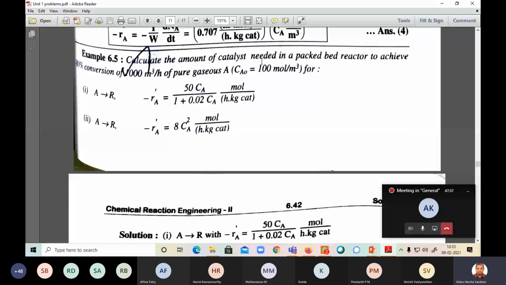Calculate the amount of the catalyst needed for a packed bed to achieve 80% conversion. This is the flow rate they gave. CA naught also is given, but here A gives R. This is a different rate and one more different rate. So this is based on one rate and this is based on the other rate. He's asking you the amount of the catalyst for this particular case and this particular case. So you can go through this also.